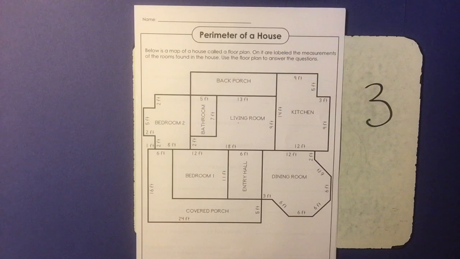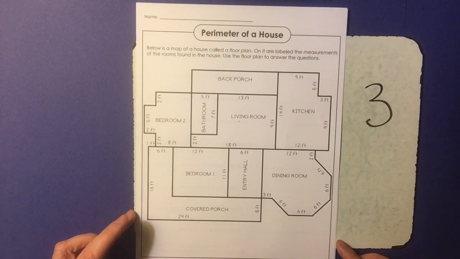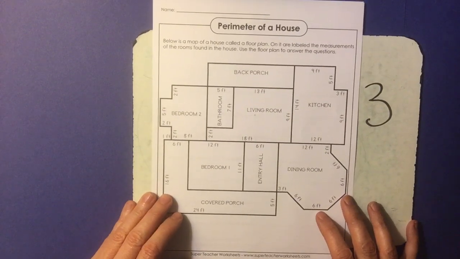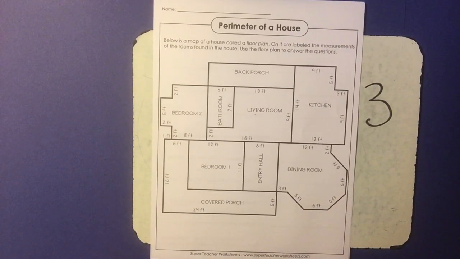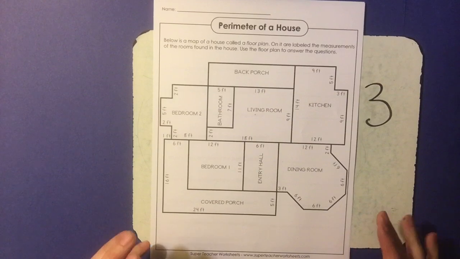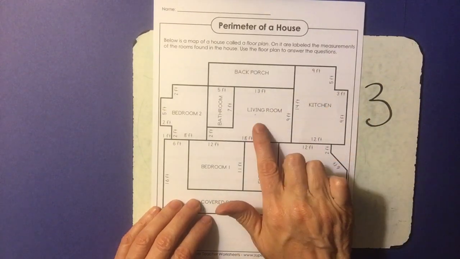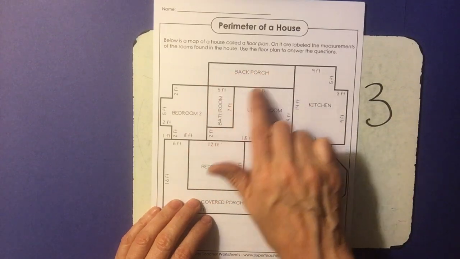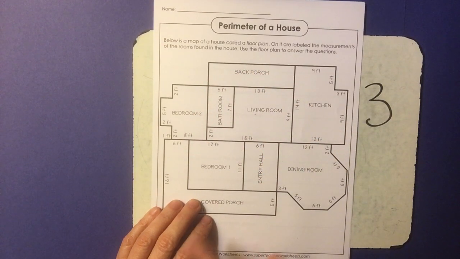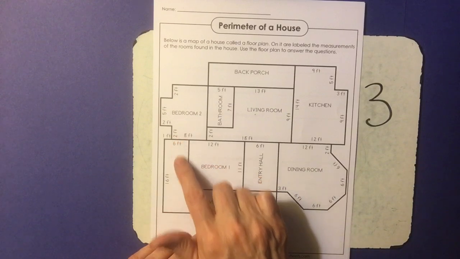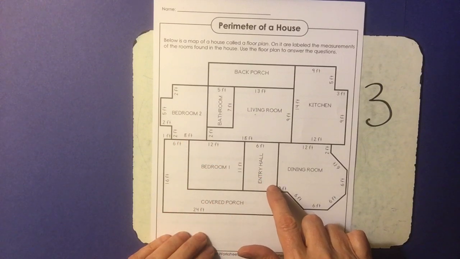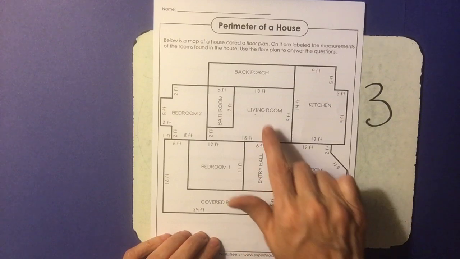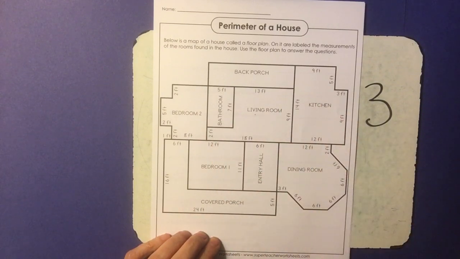What you're going to be doing today is finding the perimeter of a house. So here's another floor plan that someone has designed, and this could be a real house with the real dimensions. In this home they have a kitchen, a living room, and then a bathroom. Here's their back porch. There's a bedroom, bedroom number 2, bedroom number 1. They have a front porch, an entry hall, so this must be where you enter into the home, a living room, bathroom, kitchen, and a dining room.